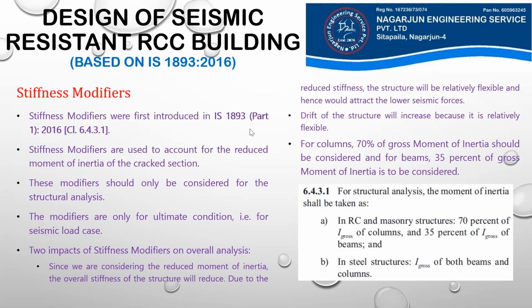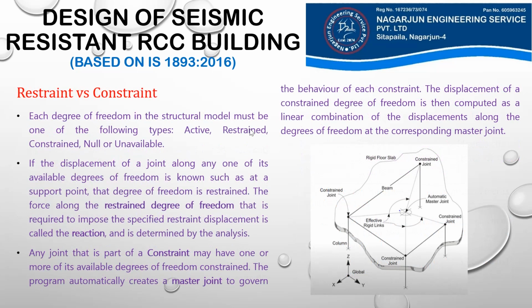We talked about stiffness modifiers in the beginning. Now let's talk about restraint versus constraint. We talked about the presence of noded elements, that is the presence of nodes and one-dimensional, two-dimensional or three-dimensional elements in finite element analysis. We also talked about degrees of freedom in the previous lecture. So we can say each degree of freedom in the structural model must be one of the following types: active, restrained, constraint, null, or unavailable.